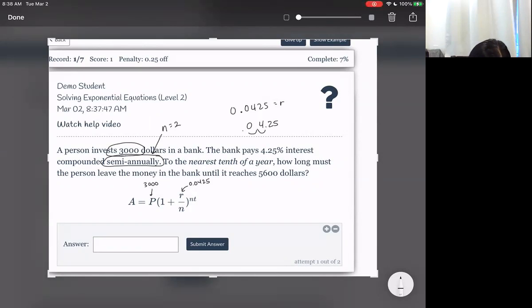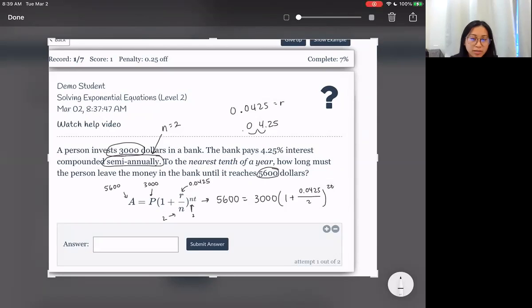And then to the nearest tenth of a year, how long must the person leave the money in the bank until it reaches 5,600? So that is the amount that we want, 5,600. Okay, so I've kind of pointed at everything. Oh no, I haven't put it at N. We said that our n would be 2. So now that I've pointed at everything, let's rewrite this with actual numbers, and we can replace all of those arrows. So we have 5,600 is equal to 3,000 parentheses 1 plus 0.0425 divided by 2 to the power of 2t.